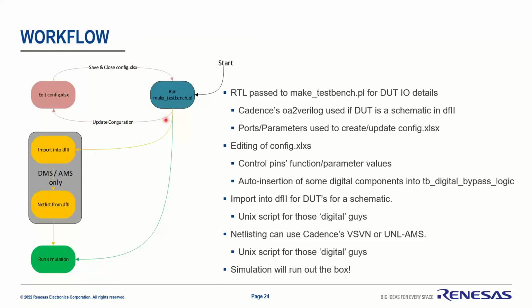If you're running the DMS and AMS flow, the recommendation is you import the test bench into your DF2 or your schematic capture, and then you would netlist extract from there before running a sim. And there's various tools that you can use for that. Additional things we've done to this spreadsheet is we allow the spreadsheet to auto insert some UVCs so the users don't have to do it.